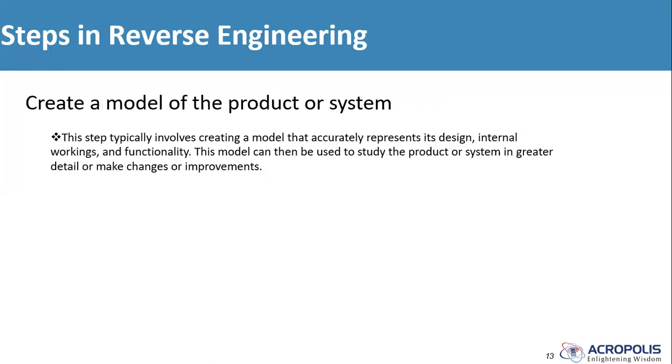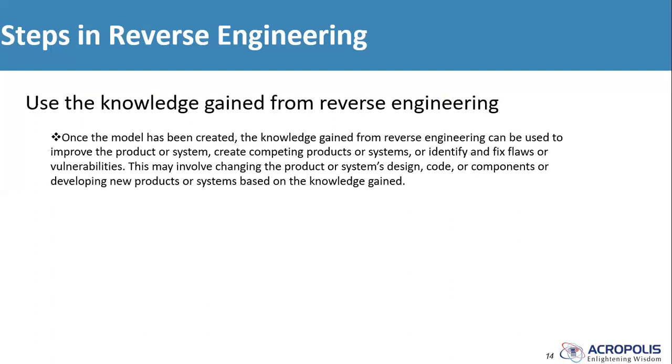Fourth, create a model of the product or system. This step typically involves creating a model that accurately represents its design, internal working, and functionality. This model can then be used to study the product or system in greater detail or make changes or improvements.